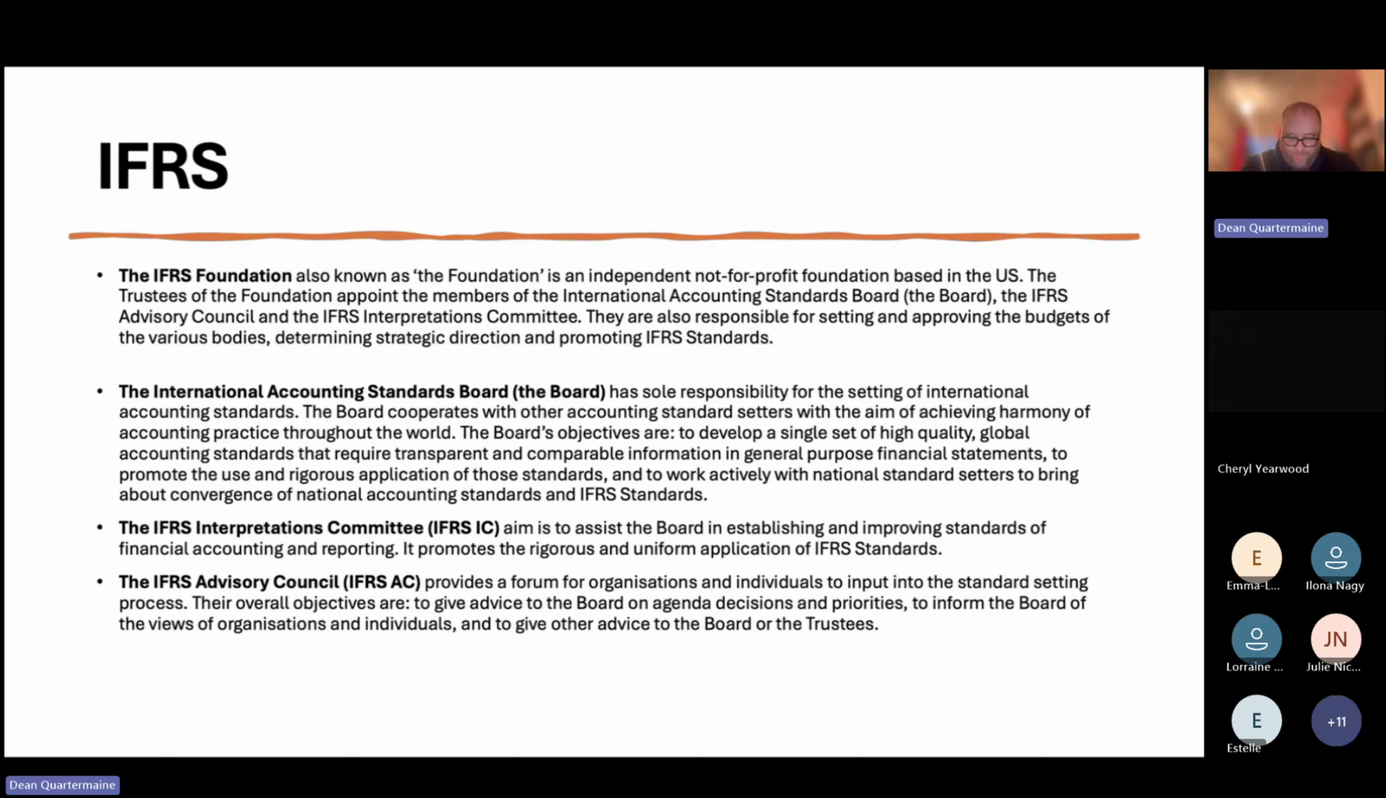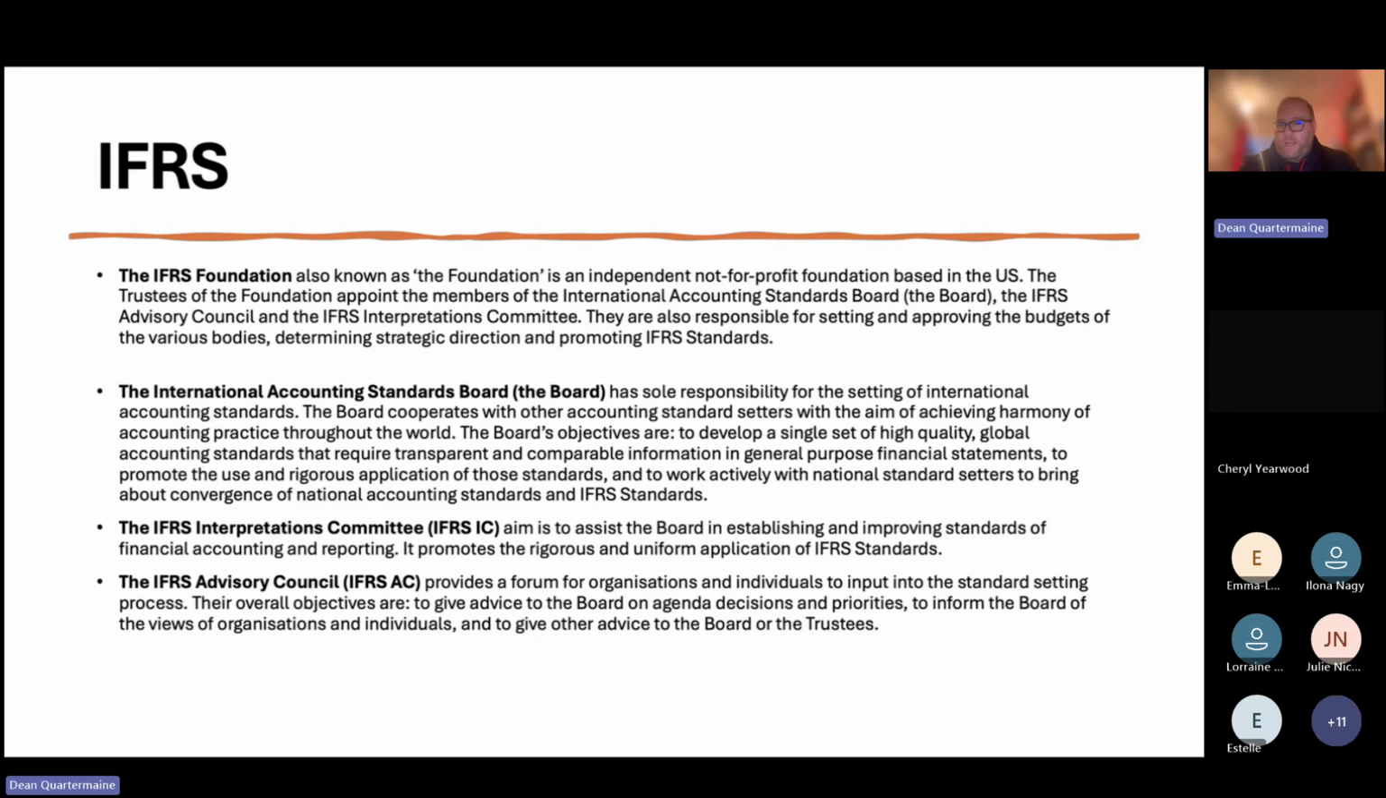So what they have is sole responsibility for the setting of international accounting standards. So they're the people that almost take advice from the Advisory Council, from the Interpretations Committee, and they take all that information and develop and formalise the official international standards. So as it says, the board cooperates with other accounting standard setters with the aim of achieving harmony of accounting practice throughout the world. Now, as you can imagine, that's probably quite a difficult thing to achieve.